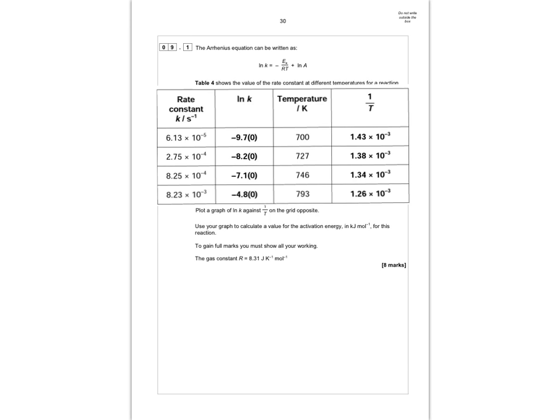So in this question, you should have just got your calculator and taken the natural log of the rate constant. And you'd notice that as the rate constant increases, the natural log of the rate constant also gets less negative. So you then had to plot a graph of the natural log of the rate constant versus 1 over the temperature. And that's on the next page.